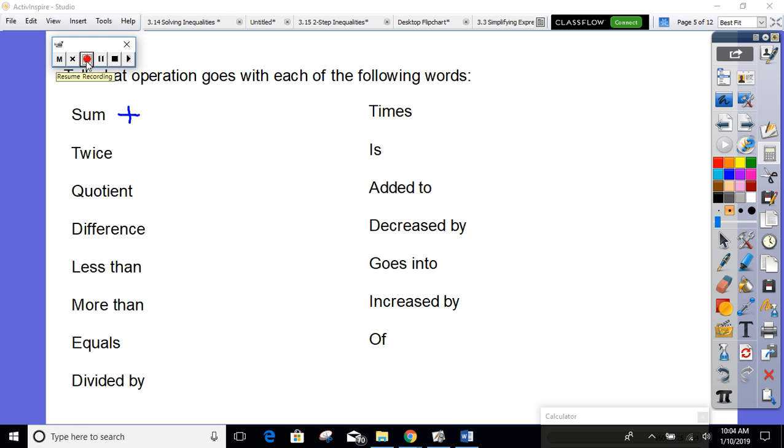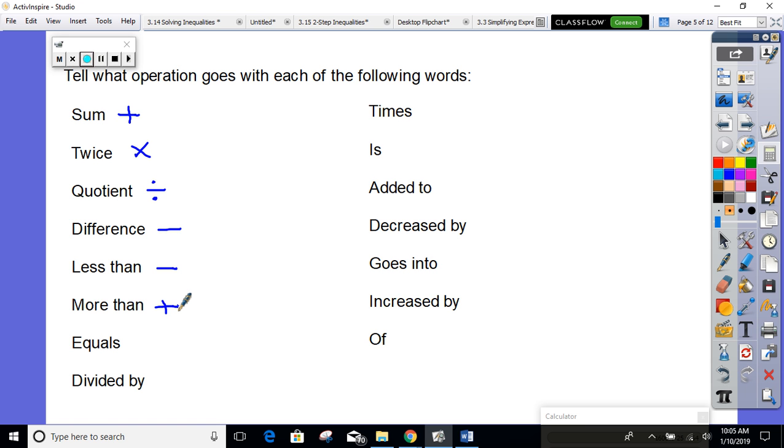On the spot. Okay, twice. Kendra, what would you do if it says twice? Multiply. Good. Dennis, if you were finding a quotient, what do you do? Good. Alexis, if you're finding the difference. Good. Gavin, if you're finding a number that's less than. Minus. Good. Jenna, if you're finding a number that's more than. Addition. Very good.